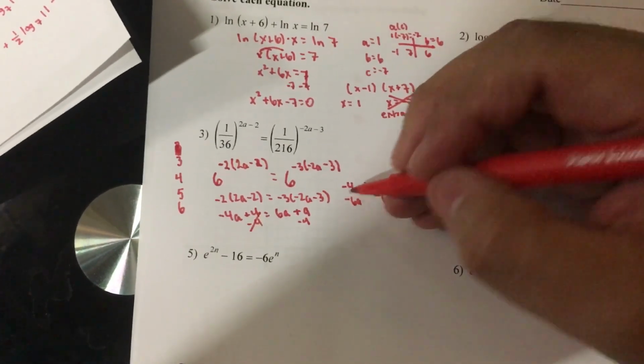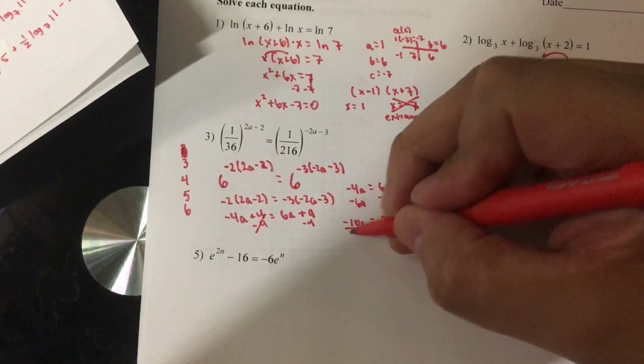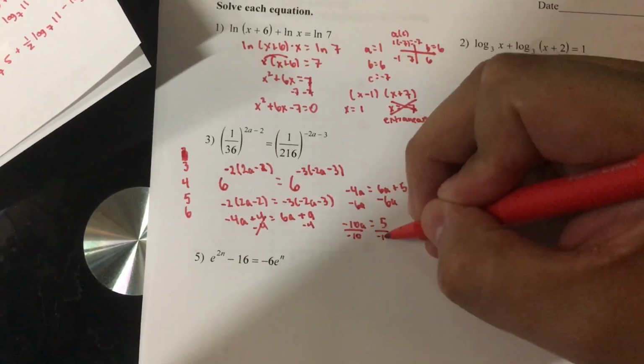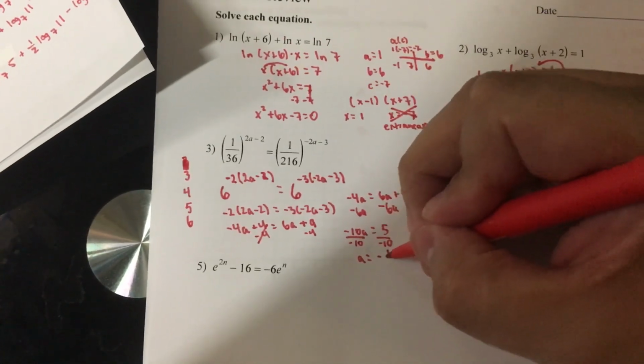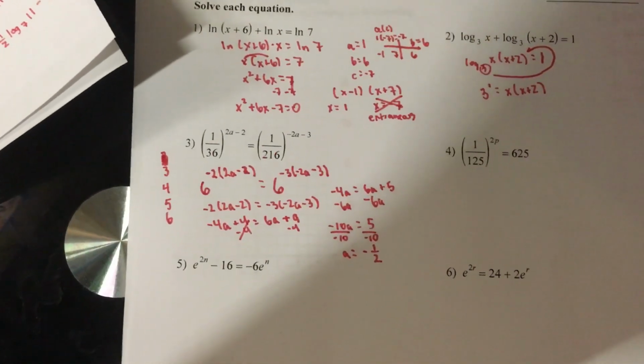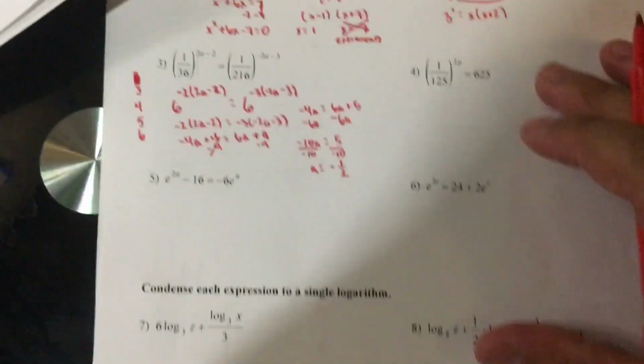So negative 4 minus 6 is negative 10a is equal to 5. Divide by negative 10. a is equal to 5 over negative 10, which I can reduce to negative 1/2. Okay, so moving forward here.